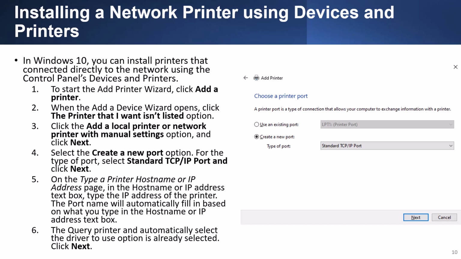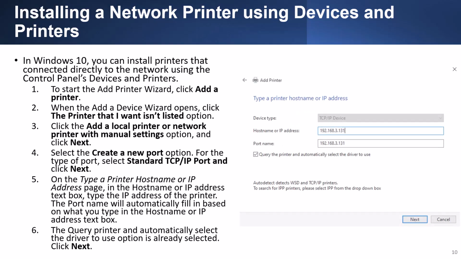Select the Create a new port option. For the type of port, select Standard TCP/IP Port and click Next. On the Type a printer hostname or IP address page, in the Hostname or IP address text box, type the IP address of the printer. The port name will automatically fill in based on what you type in the Hostname or IP address text box. The Query the printer and automatically select the driver to use option is already selected. Click Next.